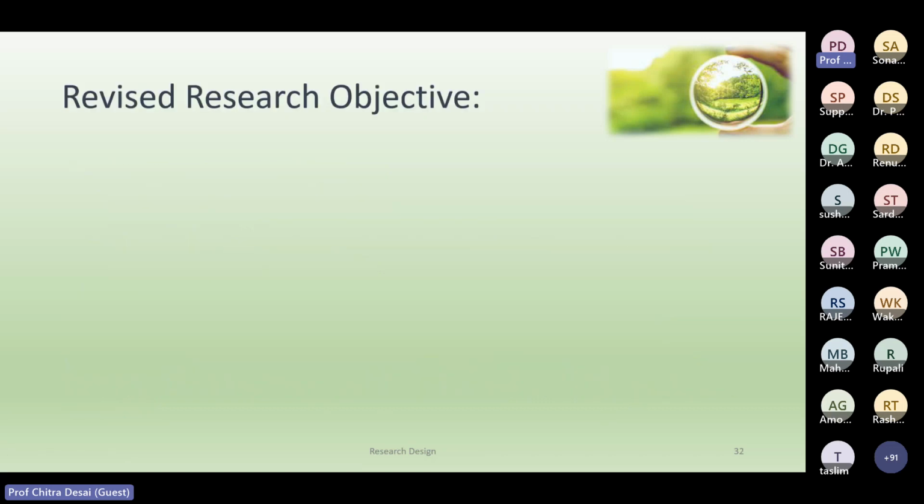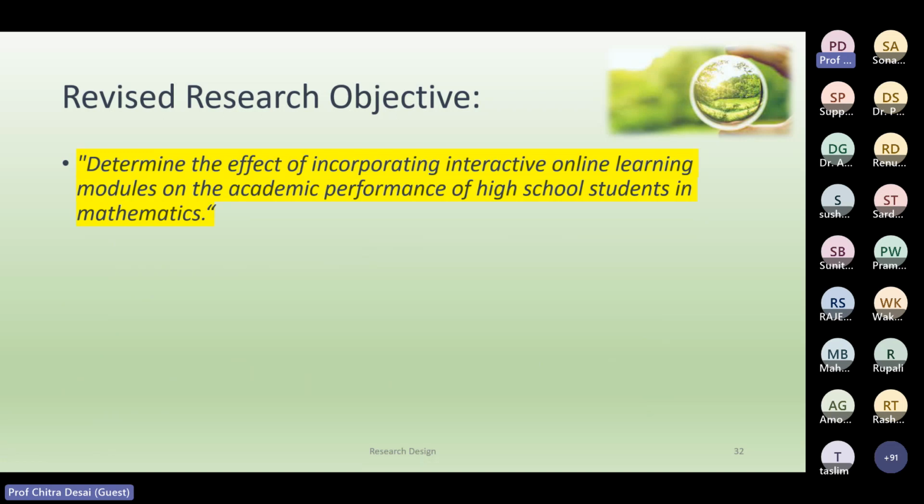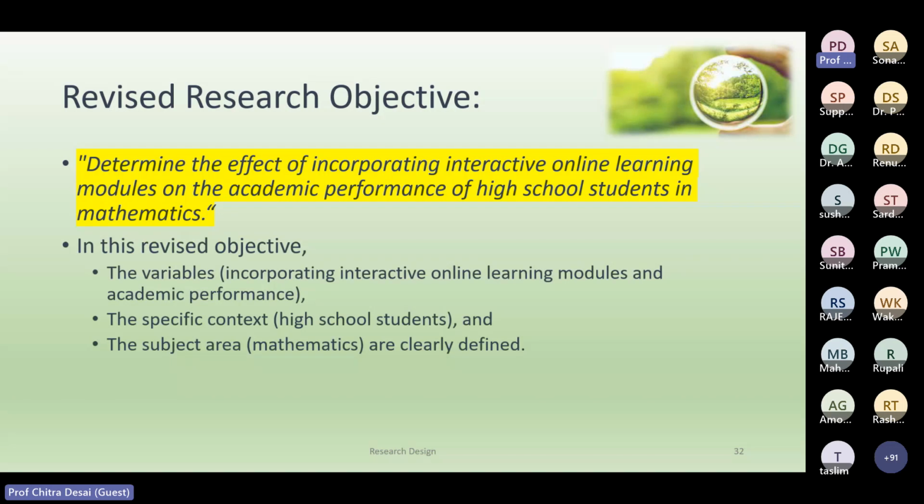Now how will we define it? We can redefine it by stating: determine the effect of incorporating interactive online learning modules on the academic performance of high school students in mathematics. Now if you look at this statement, the revised objective is able to help us focus on the variables. What are the variables? Incorporating interactive online learning modules and academic performance.